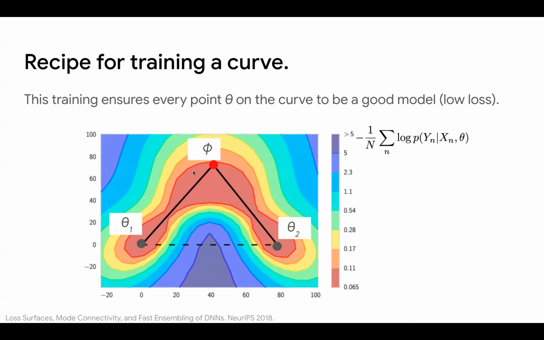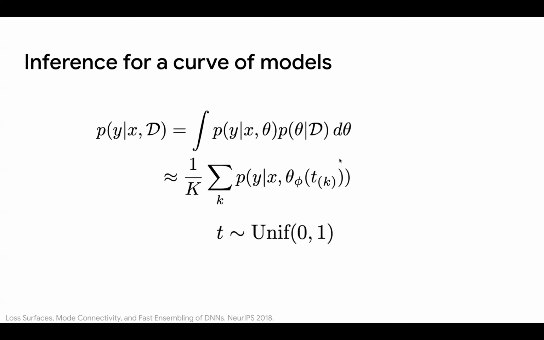So when you train such phi, then this is what you eventually get. And this is showing you the training loss value. And how do you do inference? It's the same story. You just sample from t again, and then get multiple values of theta phi along the curve, and then average the outputs. You can also just choose equidistant points along the curve as well, if you want.